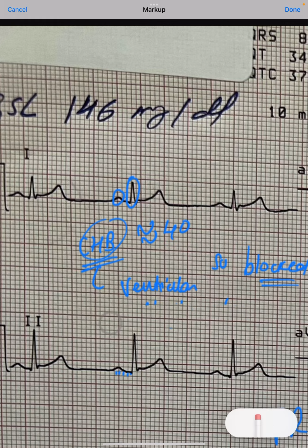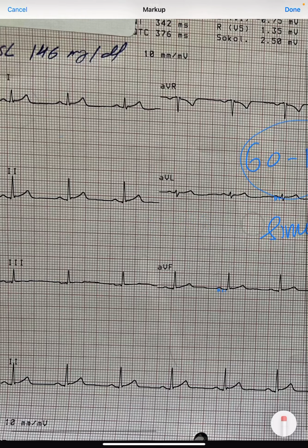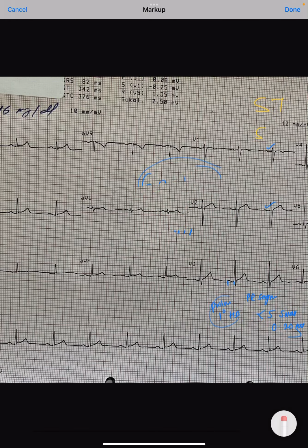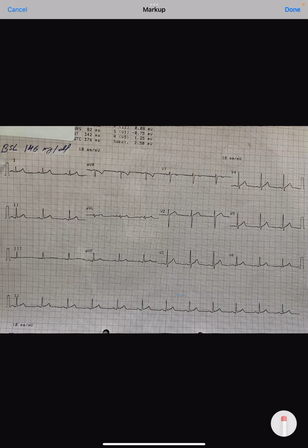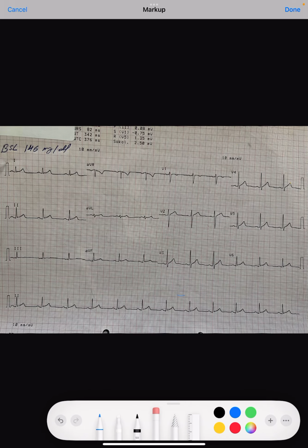So if the heart rate is 60 to 100, each and every P is followed by each and every QRS, and all the positive findings that I have just told are present, it is mostly a normal ECG.